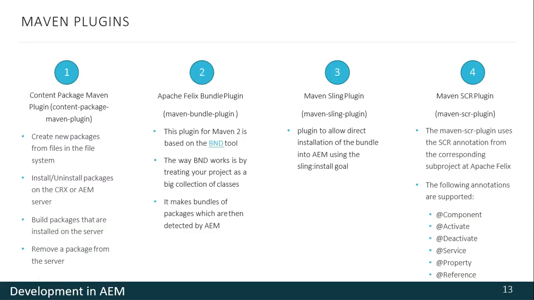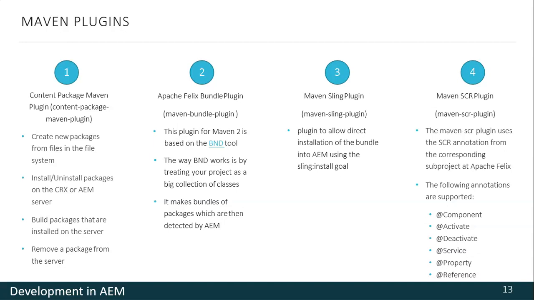To deal with the project, AEM uses the following plugins. Content Package Maven plugin allows you to create packages from files in the file system, and install and uninstall the packages on the CRX or AEM server. It builds the packages that are installed onto the server. It also allows you to remove packages from the server.